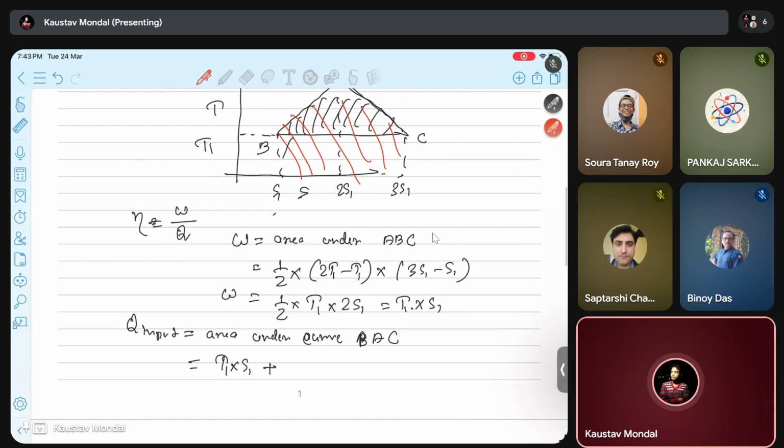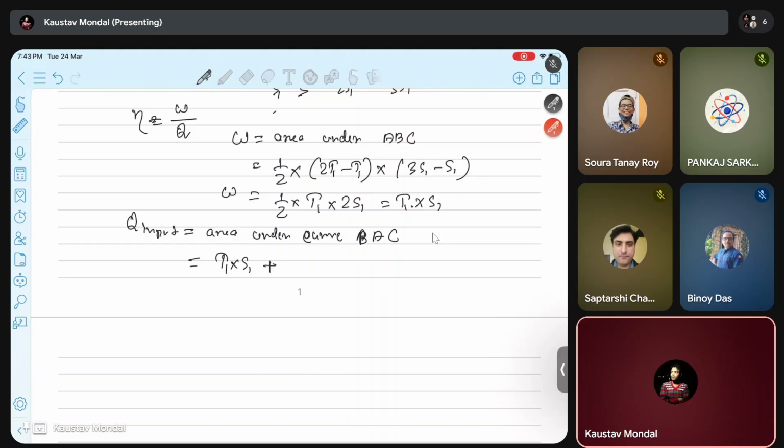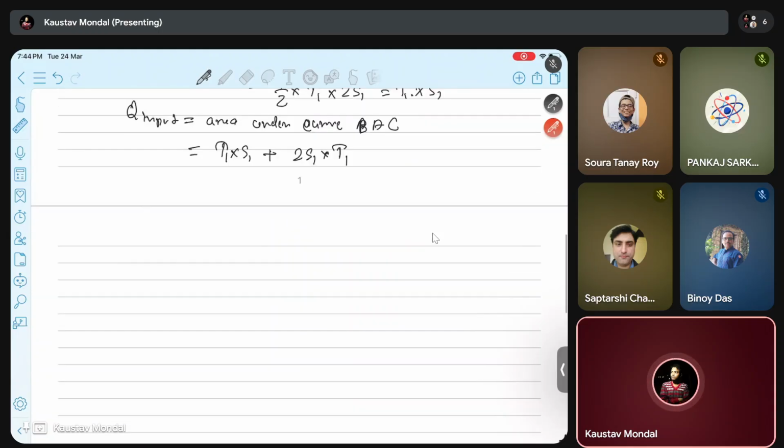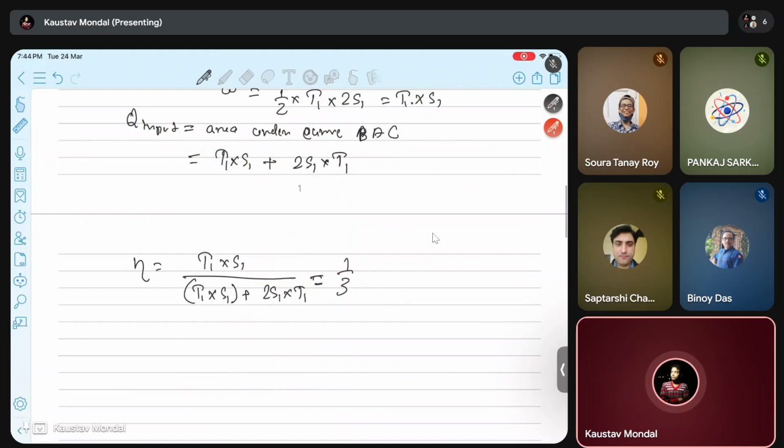So the area under this rectangle would be 2S1 into T1. Okay. So now the efficiency eta would be T1 into S1 divided by T1 into S1 plus 2S1 into T1. If you do that, it will give you 1 by 3. Okay. So the efficiency is basically 1 by 3 for this side.